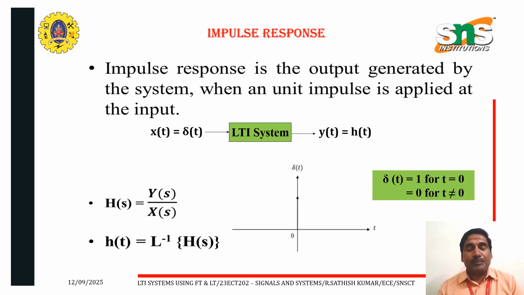Impulse response. Impulse response is the output generated by the system when the unit impulse is applied at the input. X of t is equal to delta of t, applied to a linear time invariant system, can produce the output as h of t. H of s is equal to y of s divided by x of s. How to find the impulse response? By taking the inverse Laplace transform of h of s.